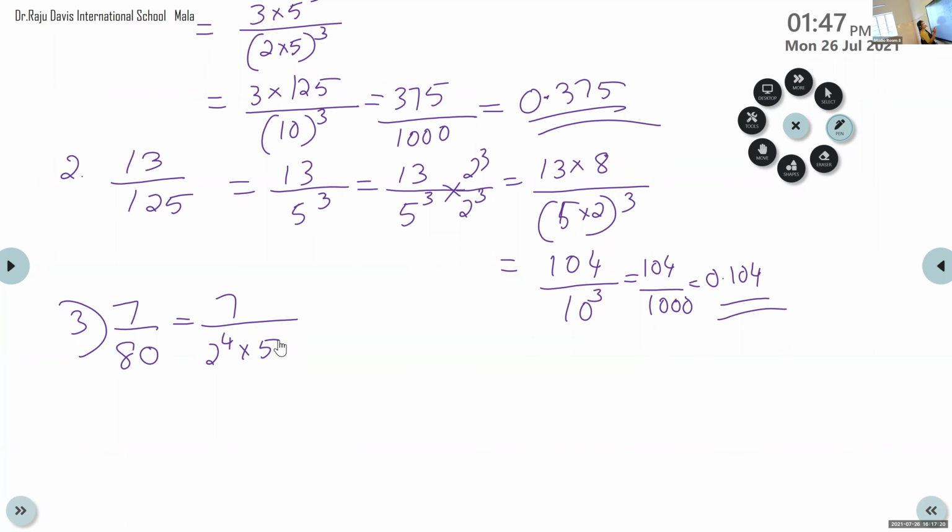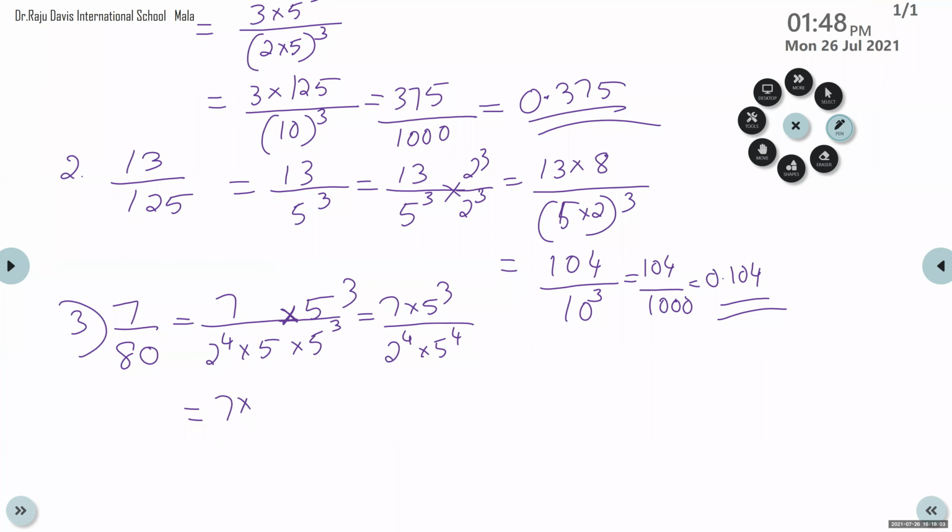So to get a power of 10 here, we need to multiply the numerator and denominator by what number? 5 raised to 3 is enough, because only one 5 is there in the denominator. So we can write 7 into 5 cube divided by 2 raised to 4 into 5 raised to 4. Already one 5 is there, so 5 raised to 4, no need. So 7 into 125 divided by 2 raised to 4 into 5 raised to 4.